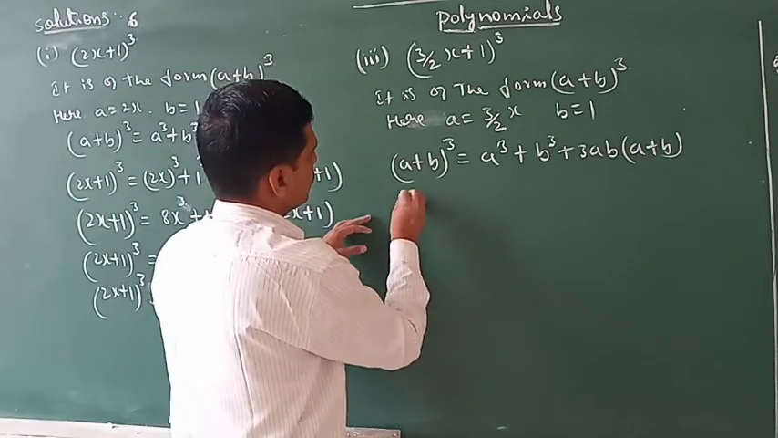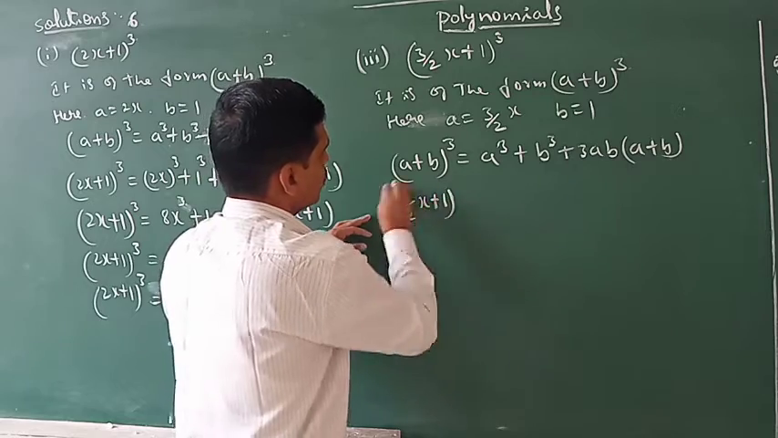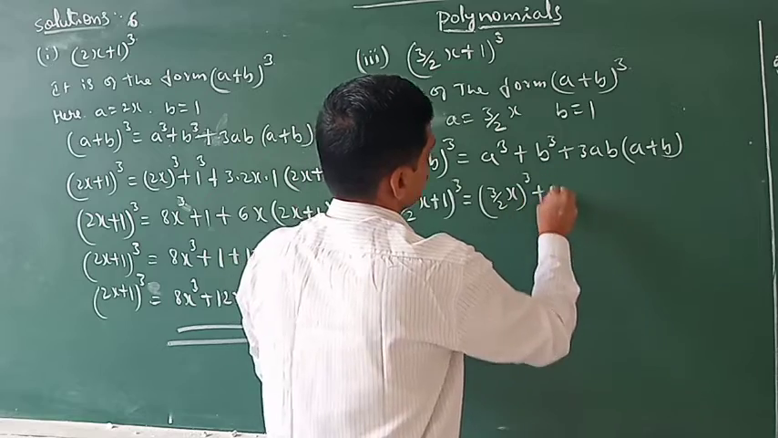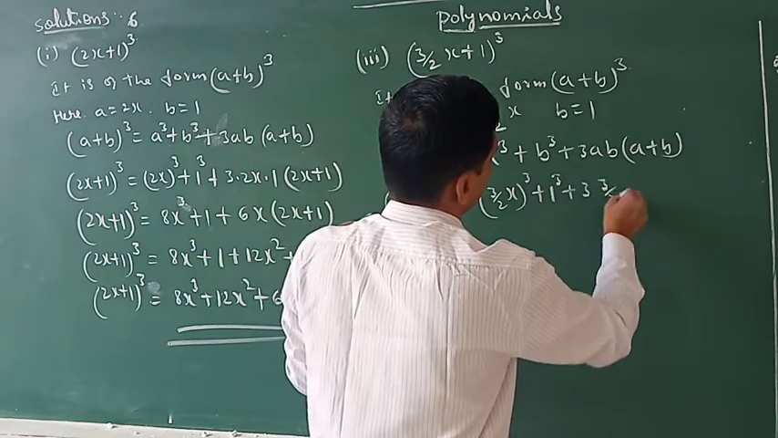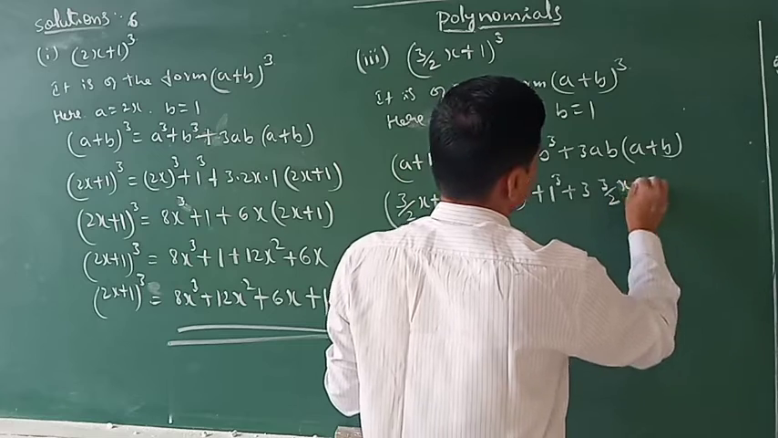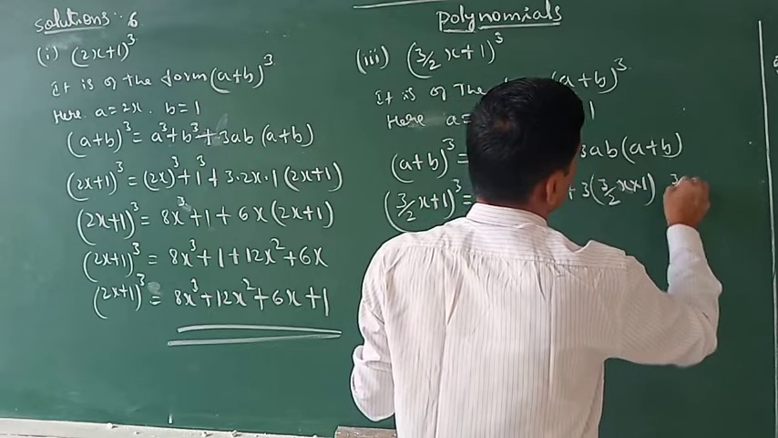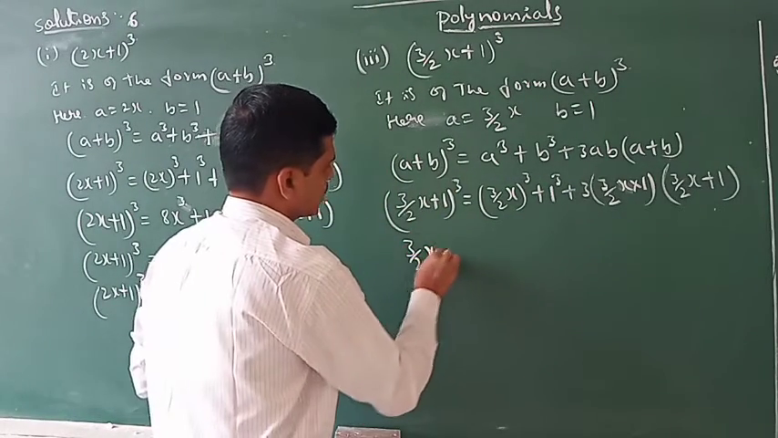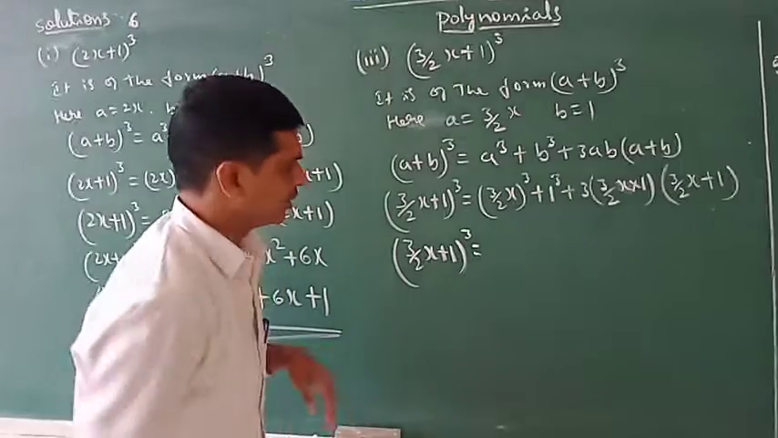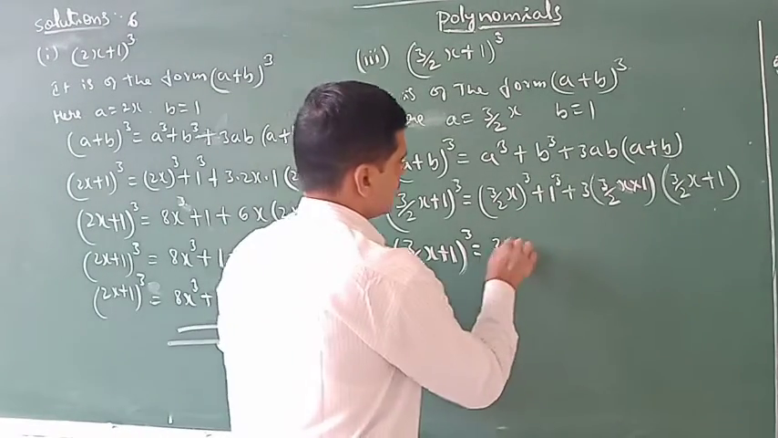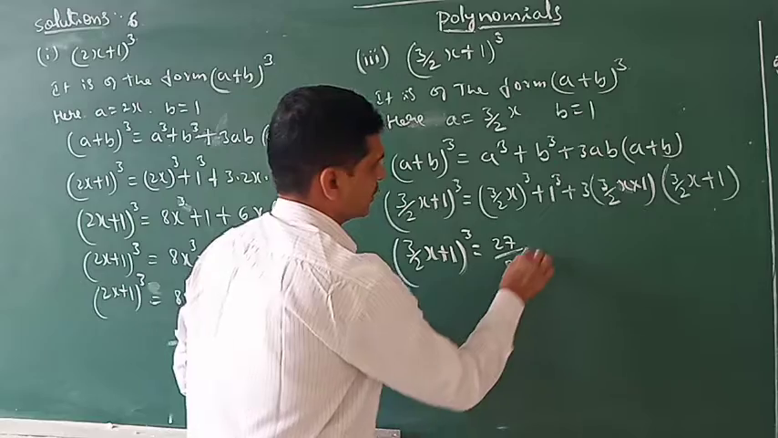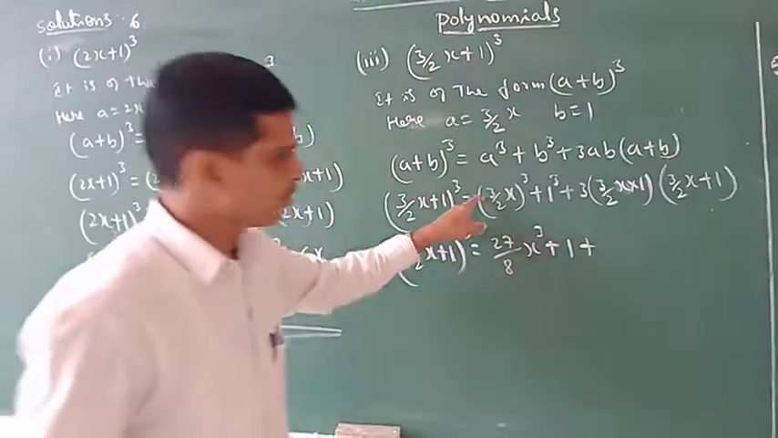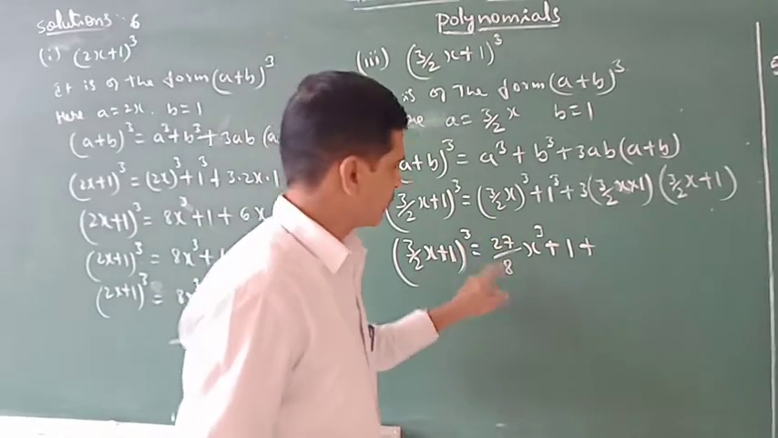Now just substitute these values. (3 by 2 x plus 1) whole cube is equal to a cube, which is (3 by 2 x) whole cube, plus 1 cube, plus 3 into 3 by 2 into x into 1, (3 by 2 x plus 1). So on simplification, (3 by 2 x plus 1) whole cube is equal to 3 by 2 whole cube, means 3 cube, 27, divided by 2 cube, means 8, x cube, plus 1 cube, means 1. 3 cube means 3 threes are 9, 9 threes are 27. 2 twos are 4, 4 twos are 8, that's why 27 by 8.